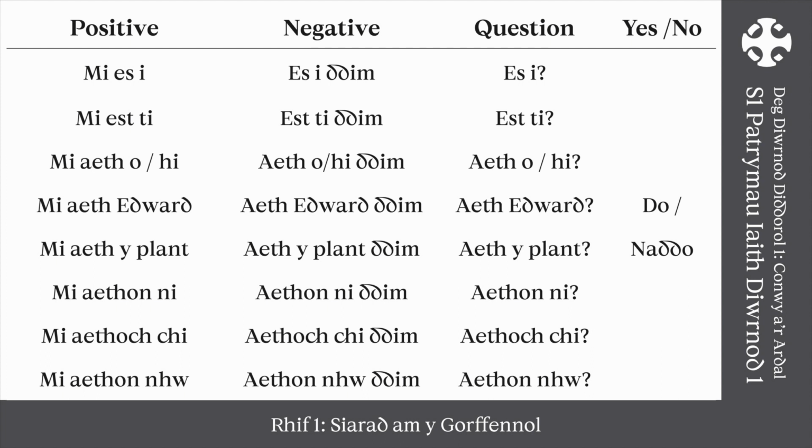Es i ddim. Es ti ddim. Aeth o ddim. Aeth hi ddim. Aeth Edward ddim. Aeth y plant ddim. Aethon ni ddim. Aethoch chi ddim. Aethon nhw ddim.